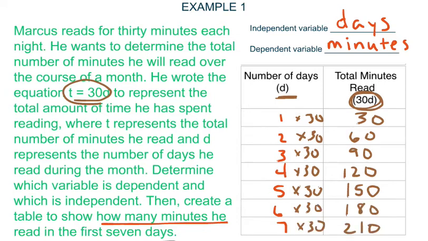In this problem, they gave us the equation to use. In the next example, we're going to need to come up with that equation. So in this one, we came up with the equation, or they gave us the equation 30D, 30 times however many days he had read. Let's look at another example.